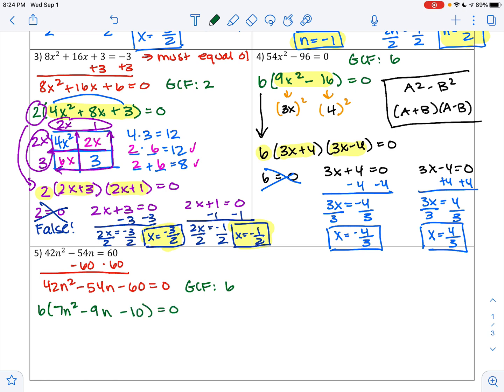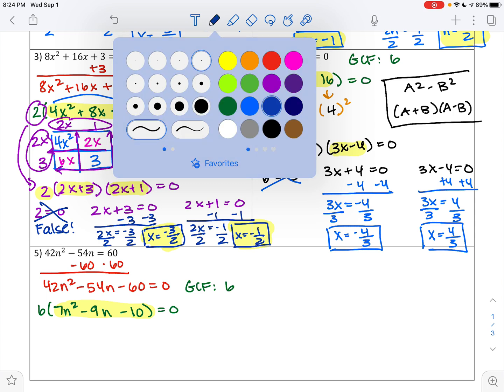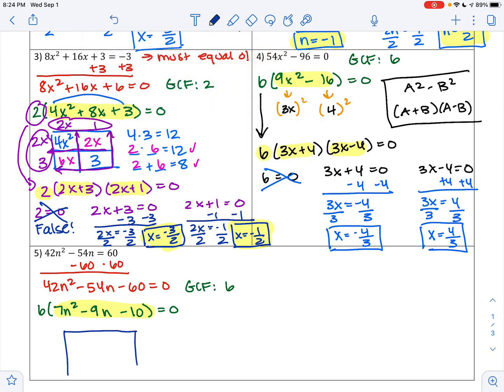Now I want to factor completely, meaning I want to factor what's left inside of here. To do that, I'm going to use the area model. First term goes in the first box, last term goes in the last box. You always want to multiply your first number by your last number. So we're looking for factors of negative 70 that add to negative 9.